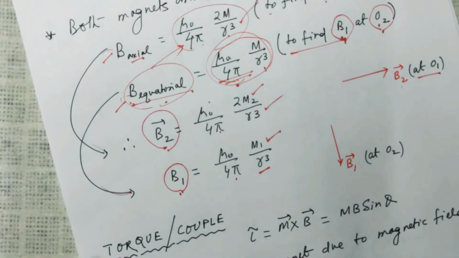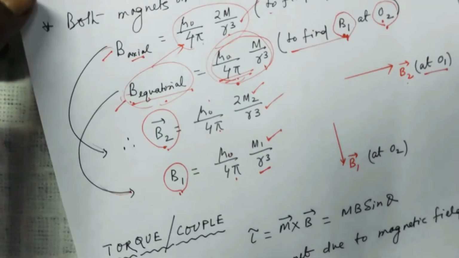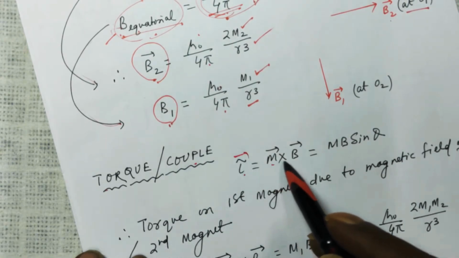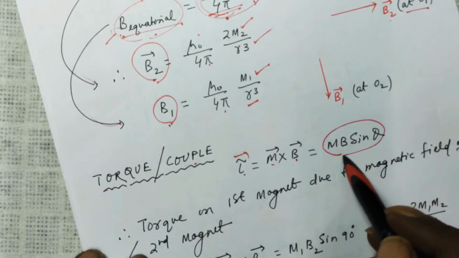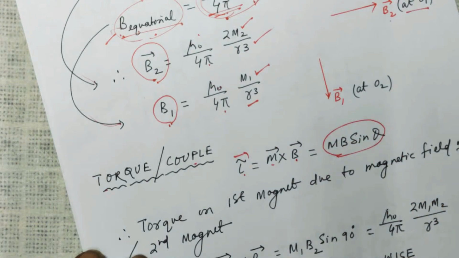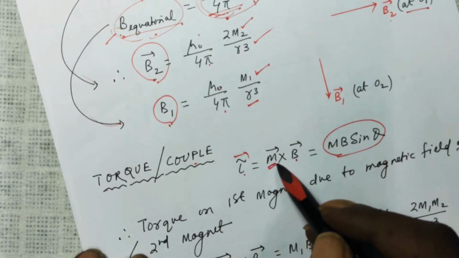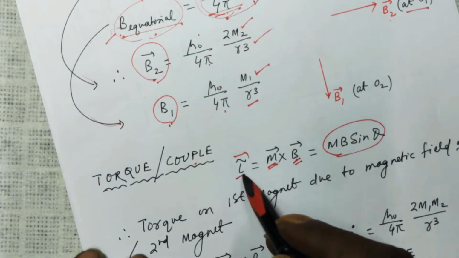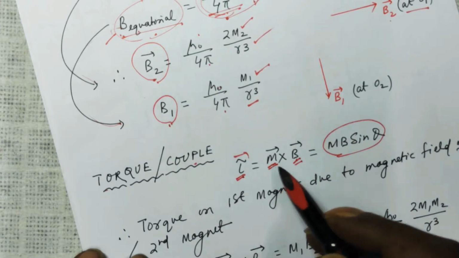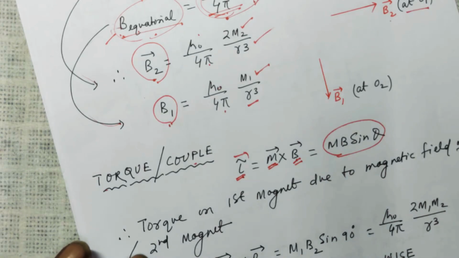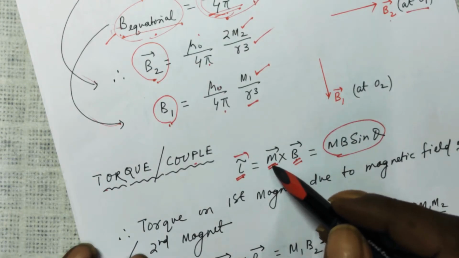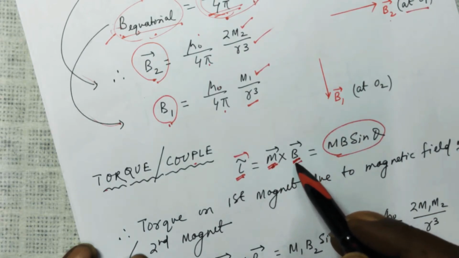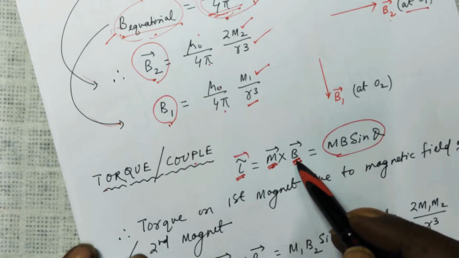Now let us find out the torque, or the couple, a rotating force. As we know, torque tau is equal to M cross B, and this is the magnitude part of the torque. When a bar magnet having magnetic moment M is kept in another magnetic field B, it experiences a torque. This M is the magnetic moment of the magnet that experiences the torque, and B is the other magnetic field in which it experiences the torque.